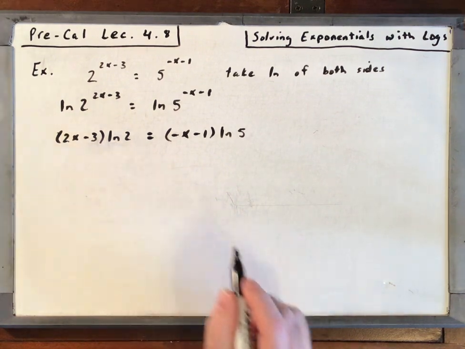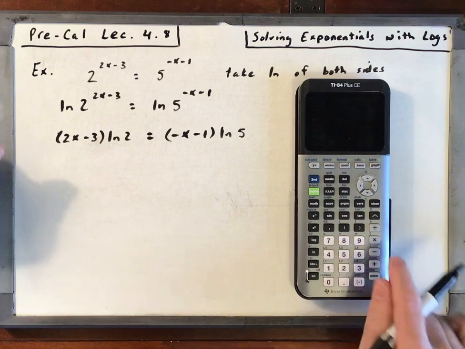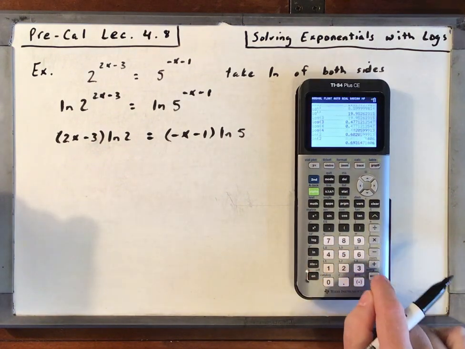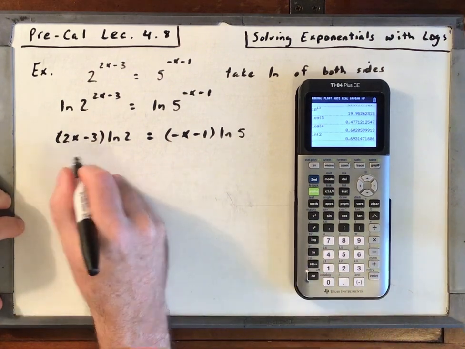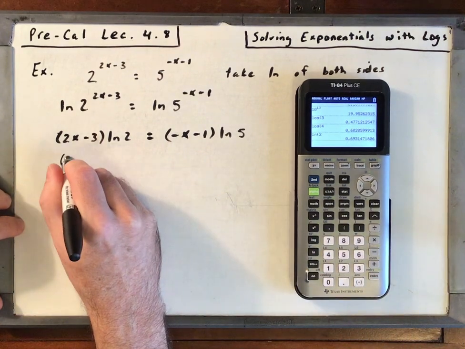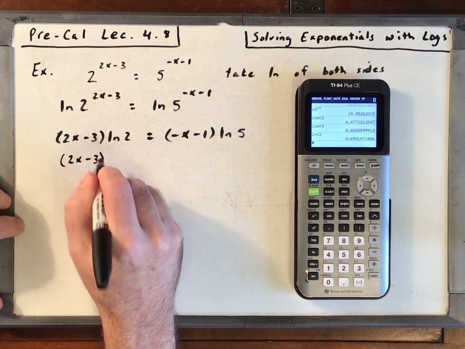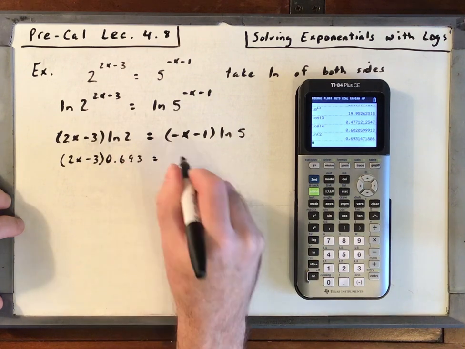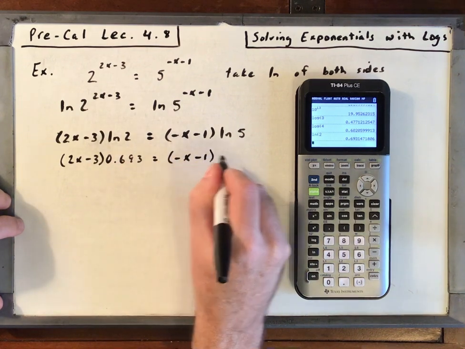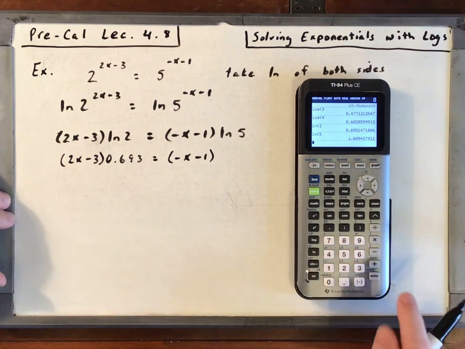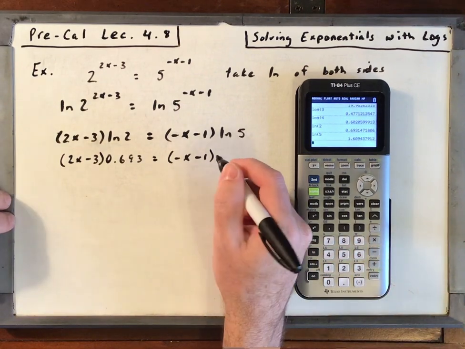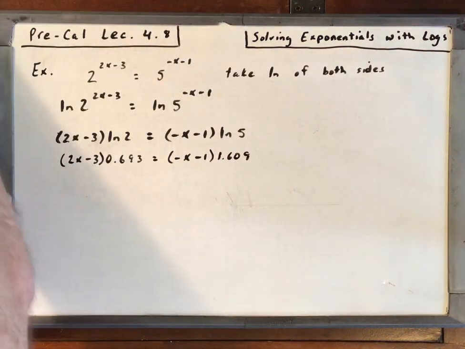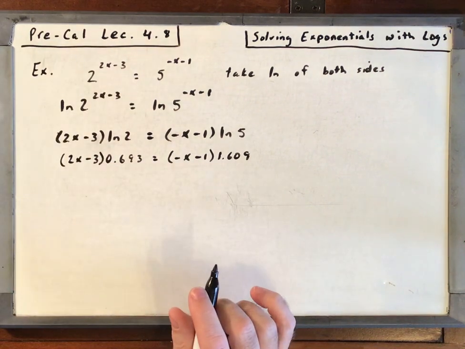Natural log of 2 is just a number. Let's see what that is. Natural log of 2, I believe, is 0.693. So we've got 2x minus 3 times 0.693 is equal to negative x minus 1, times the natural log of 5, which is 1.609. Once again, now we're just talking about a linear algebra equation.